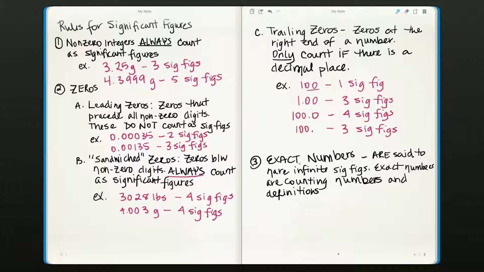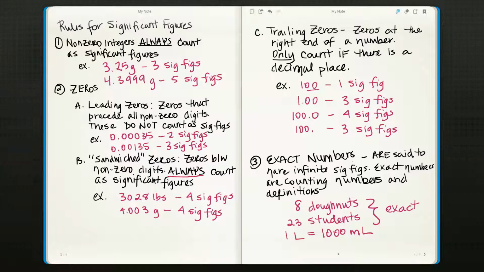Now lastly, exact numbers are said to have an infinite number of significant figures. So exact numbers are counting numbers and definitions. So something like 8 donuts, 23 students, or 1 liter equals 1,000 milliliters. These are all considered exact numbers. So these numbers don't count towards sig figs.